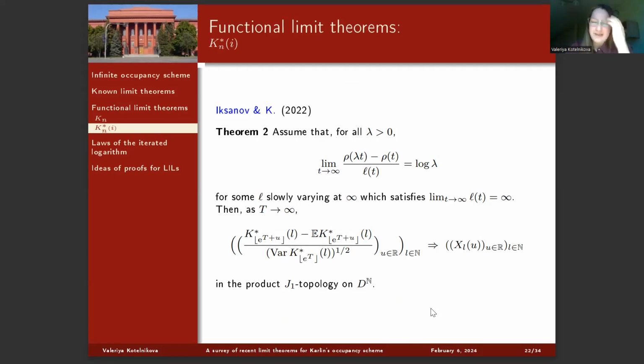There was a follow-up paper for small counts, written also in 2022, where under the same assumption we showed that small counts taken at the same time, with the same normalization and the same way of centering them, converge. However, here we already have a vector process, so it weakly converges in a functional space to a vector process X_l in the product J1 topology on the Skorokhod space to the power n. And here is how this limit vector process X1, X2, and so on is defined.